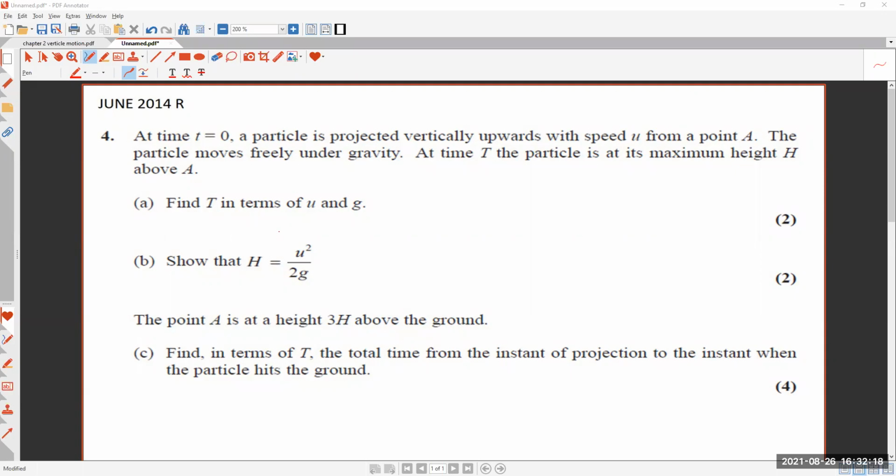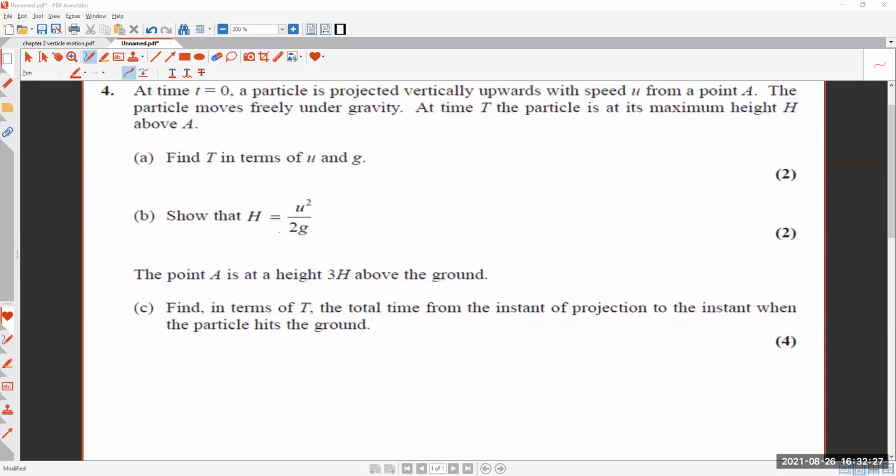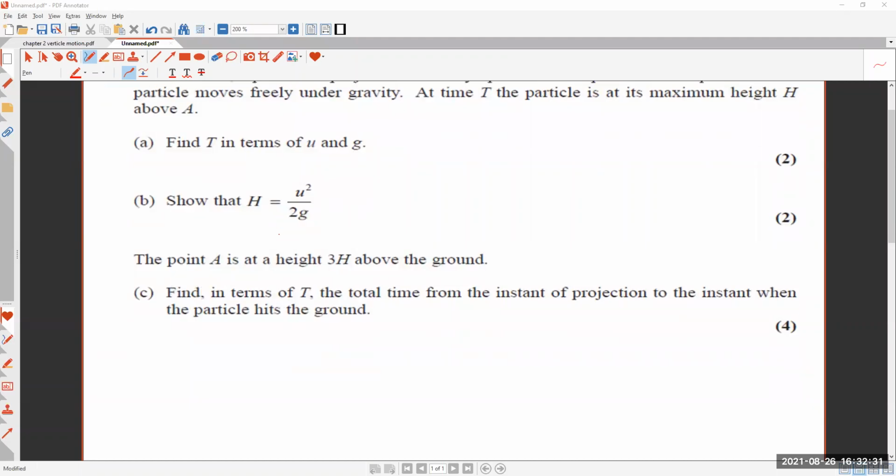Okay. The particle moves freely under gravity. At time t, the particle is at maximum height h above A. Maximum height h above A. Okay, maximum, okay, A. Now at time t the particle is at maximum height above A.